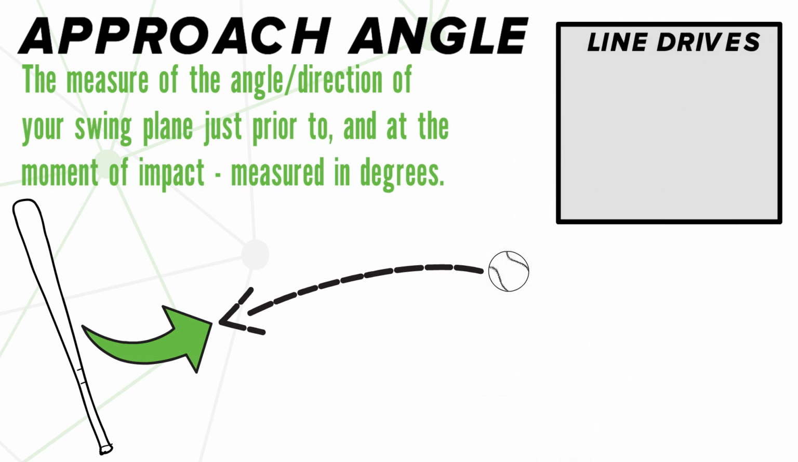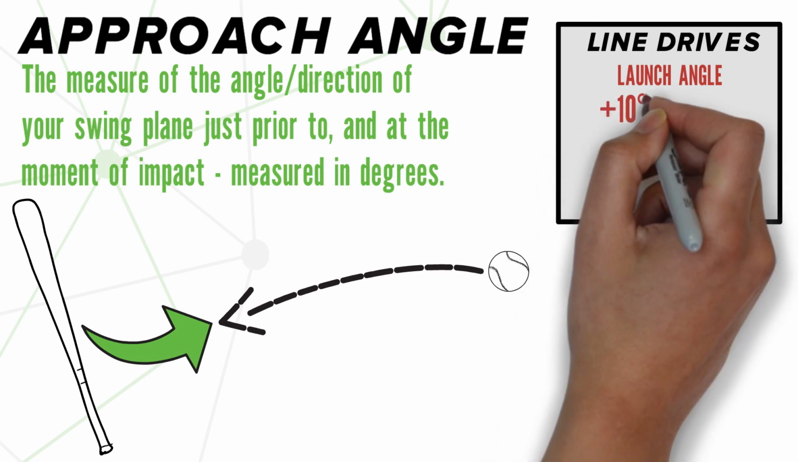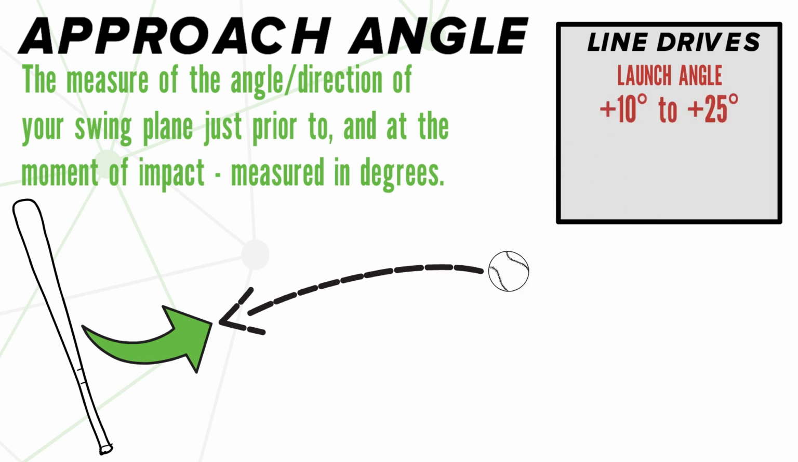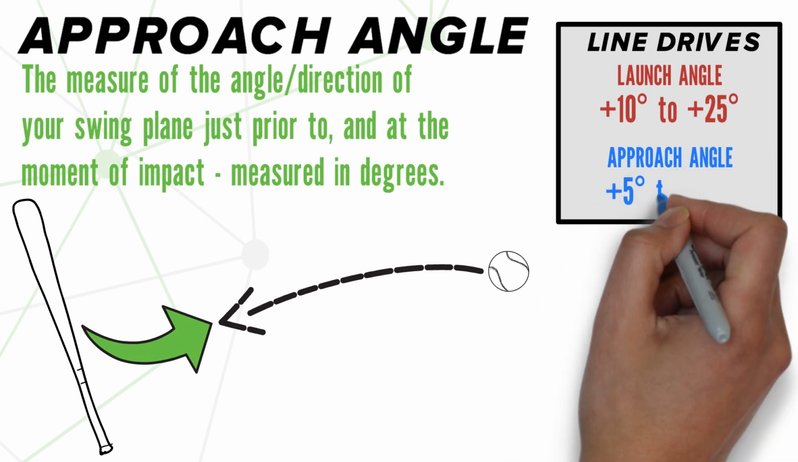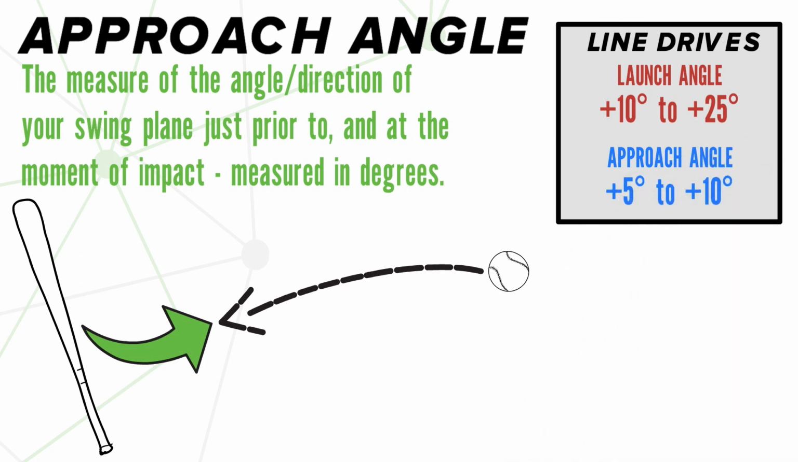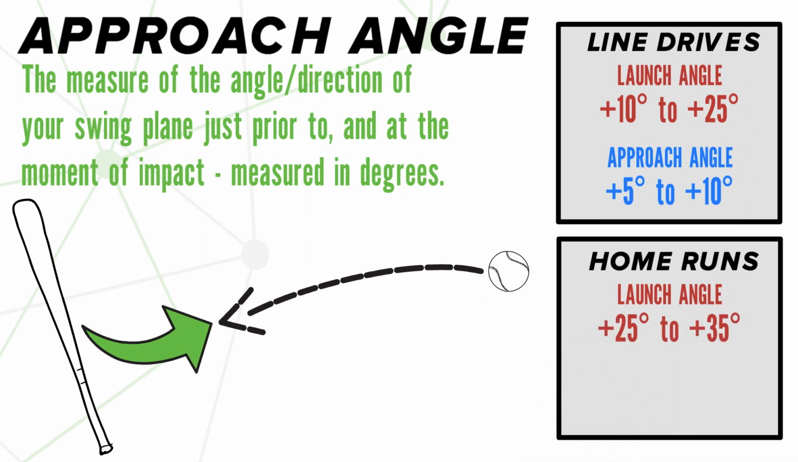Well, let's take a look at the launch angle and approach angle for hits that turn into line drives. The launch angle of the average line drive falls between 10 degrees and 25 degrees. The ideal approach angle to create line drives falls between positive 5 degrees and positive 10 degrees. Taking this a step further, home run launch angles fall between 25 to 35 degrees, and to put the ball over the fence, you should be training to generate above a 15-degree approach angle.